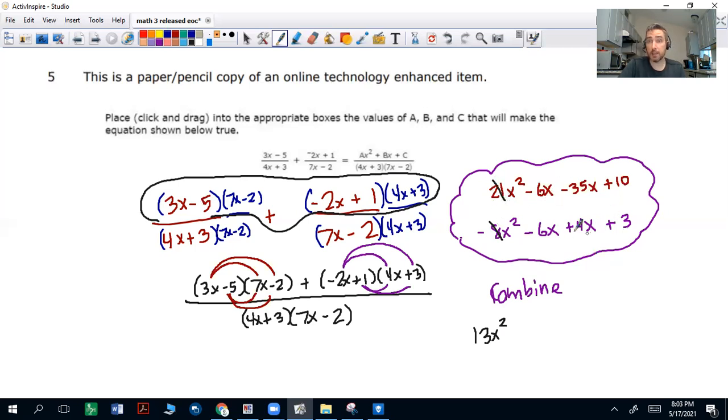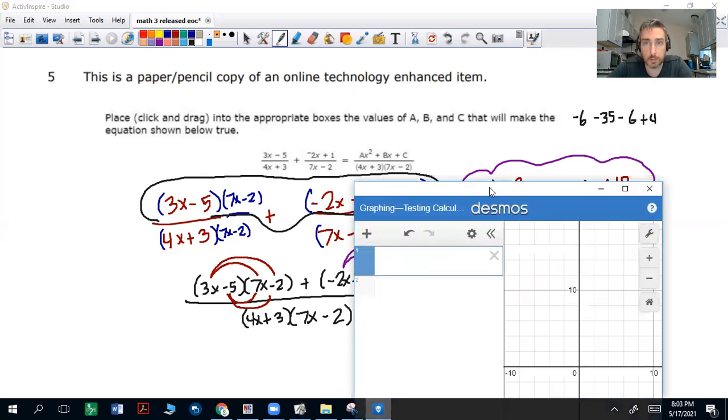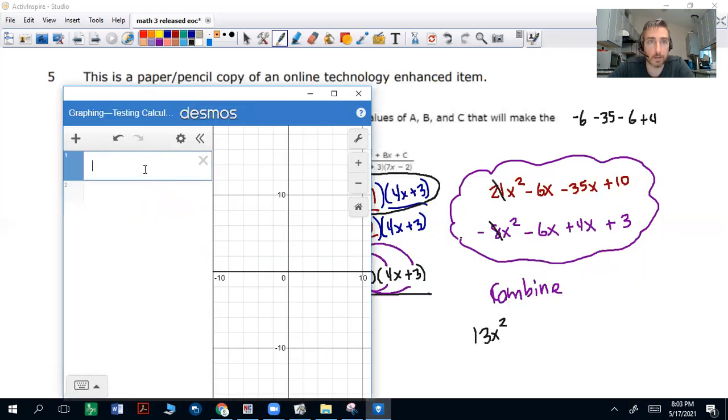We have all these x's, so negative 6 minus 35 minus 6 plus 4. I mean, use your calculator if you want. I don't care. You're not impressing anybody with your mental math. So if you want to put that in the calculator, you're taking an exam, buddy. Put it in the calculator. Negative 43x, because each of those have an x afterward.